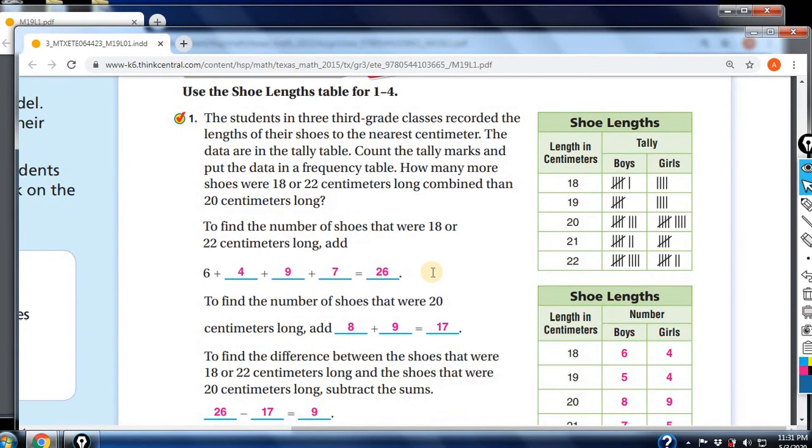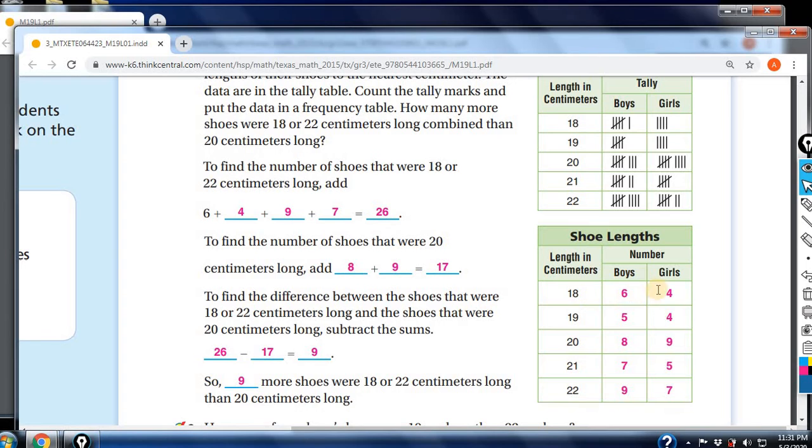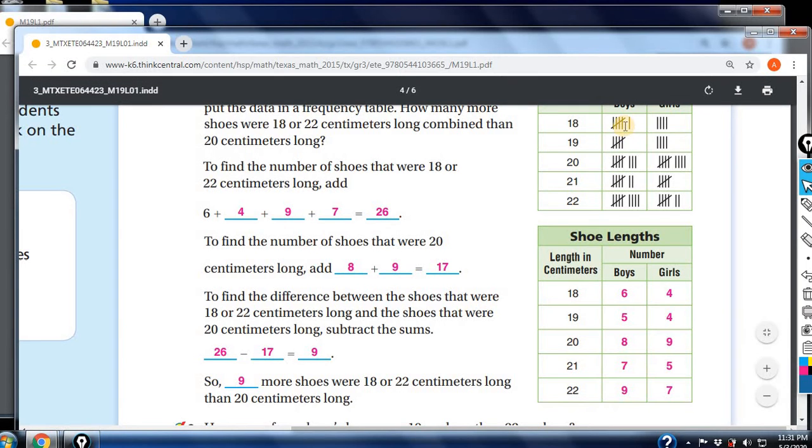So once you convert your numbers, you should have these numbers right here. Notice how these tally marks change into numbers. So 6, 5, 8, 7, 9 for the boys goes here. And then 4, 4, 9, 5, 7 for the girls go here. And we just counted. See how this is 7, this is 7, this is 5, and this is 5. Notice how we're just taking the data.